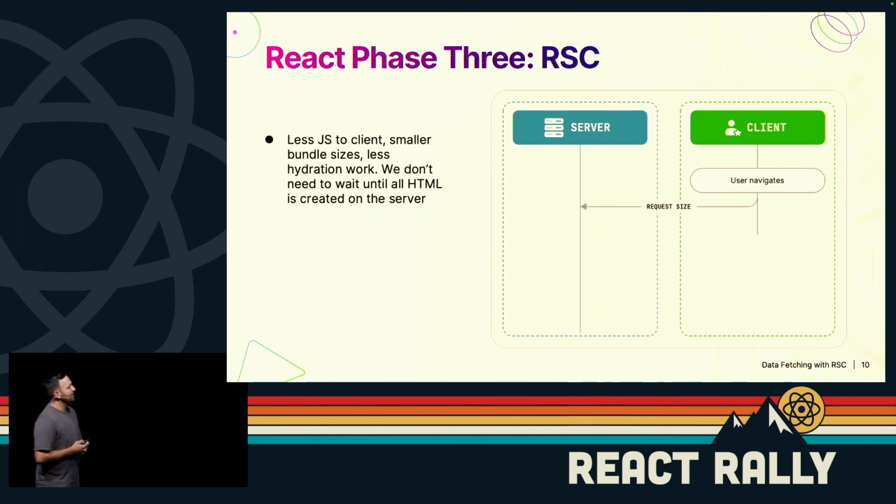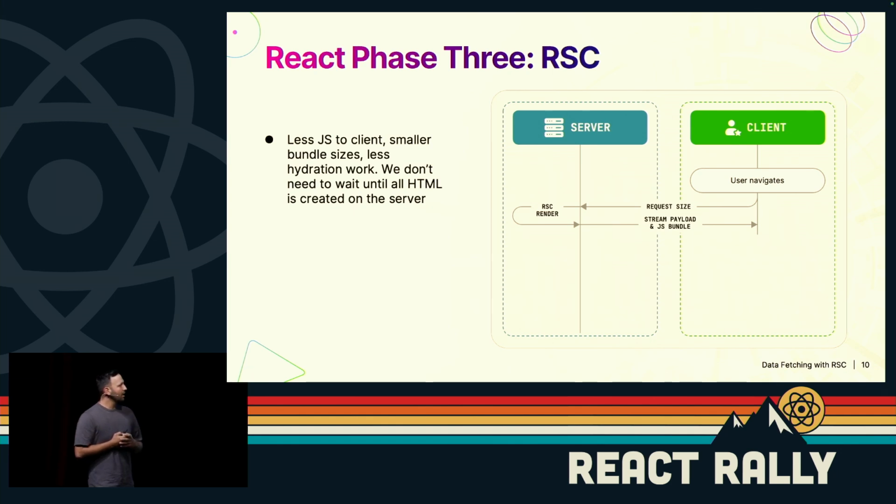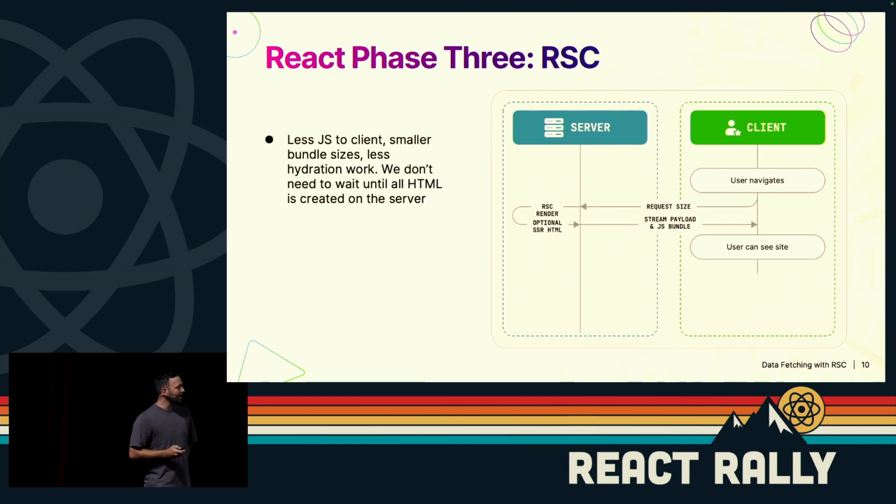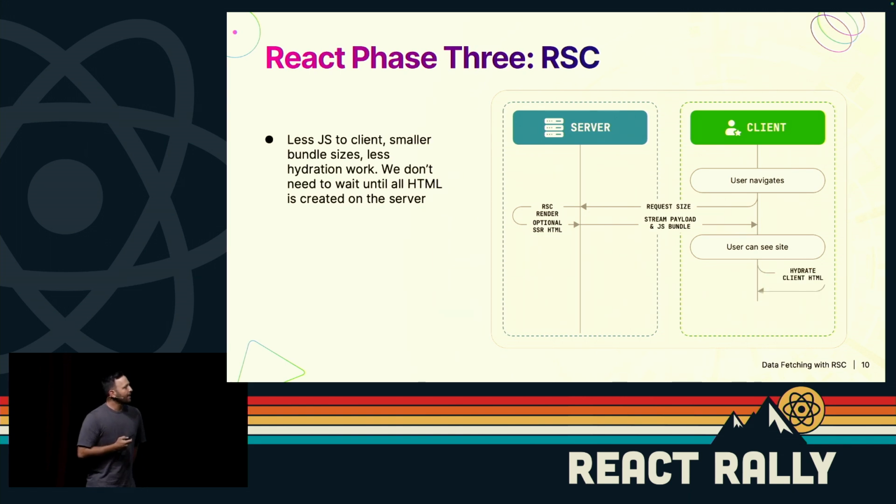So as a user navigates in this scenario, your React Server Components are rendered on the server, and you'll stream down an HTML payload as well as a JavaScript bundle for your client components. That'll all go to the client. You can partner it, though, with server-side rendering to also send down HTML. So you're sending down HTML, you're streaming HTML, and you can send down a JS bundle as well. Your user gets to see the site. You still get the benefits of a quicker first paint. There's still going to be a hydration for client components.